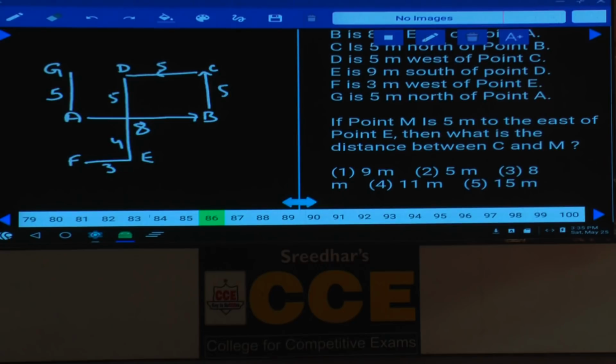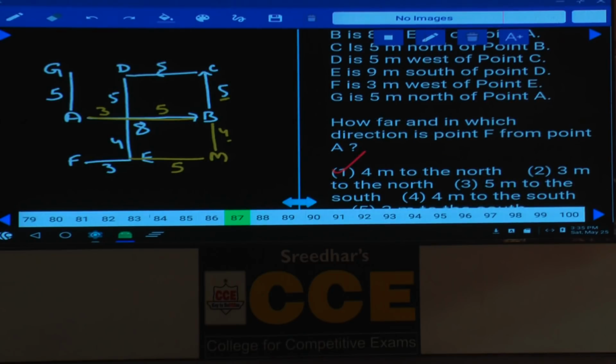Then question number 86. If point M is 5 meters to the east of E, now the total distance between these two is 8 meters, out of which this is 5 and this will be 3, isn't it? M is 5 meters to the east of E, so from here M will be here and it is 5 meters. Then what is the distance between C and M? Tell me. Here the distance between these two is 4, here it is 5, 5 plus 4 that is 9. That is choice 1. Clear? 86 it is choice 1.